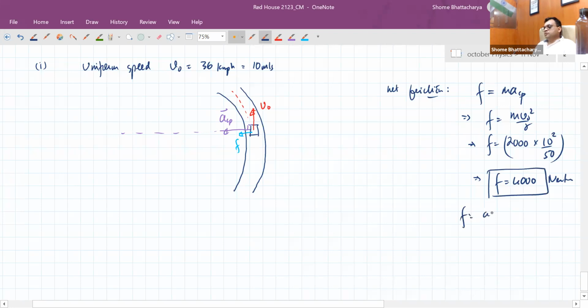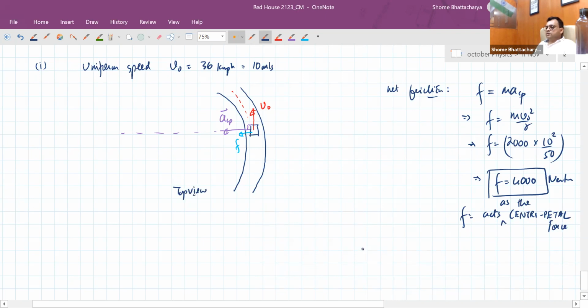Friction acts as the centripetal force. And this is like the top view.